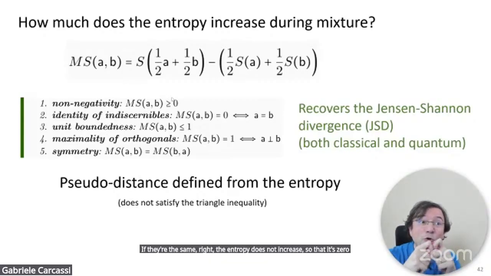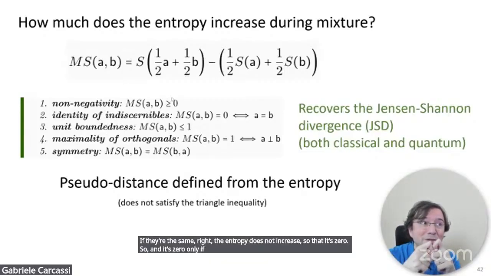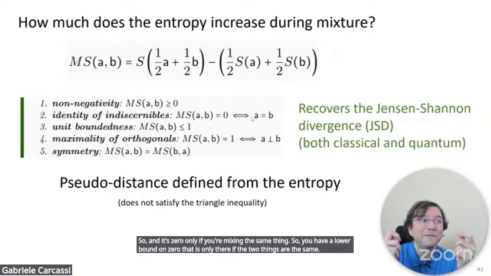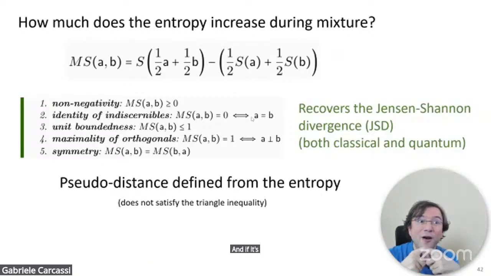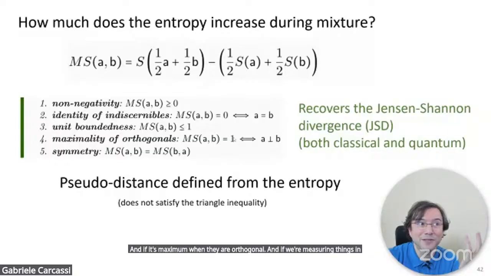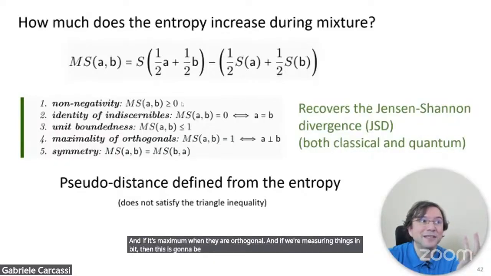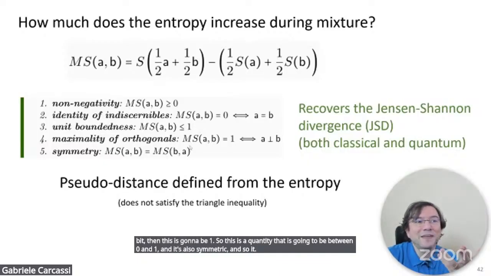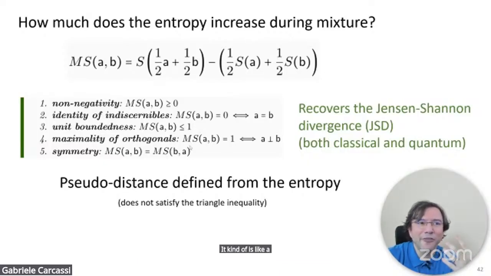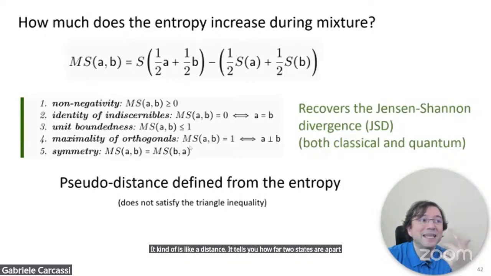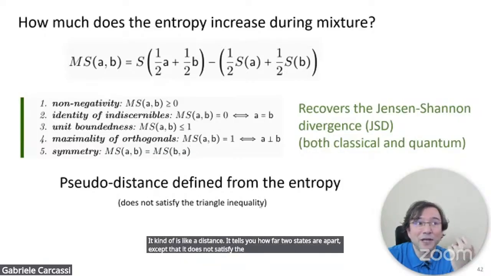And it's zero only if you're mixing the same thing. So you have a lower bound of zero that is only there if the two things are the same. And it's maximum when they are orthogonal, and if we're measuring things in bits, then this is going to be 1. So this quantity is going to be between 0 and 1. And it's also symmetric, so it is kind of like a distance. It tells you how far two states are apart, except that it does not satisfy the triangle inequality.